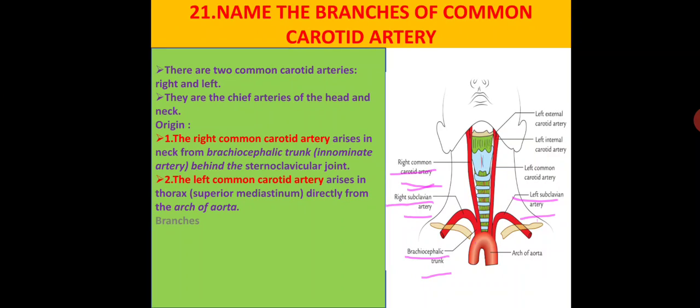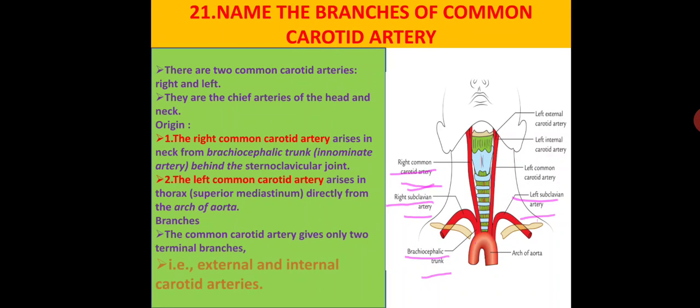The branches of these common carotid arteries are 2: the external carotid artery and the internal carotid artery. The external carotid artery supplies the head and neck face, whereas the internal carotid artery enters the brain and supplies the brain.